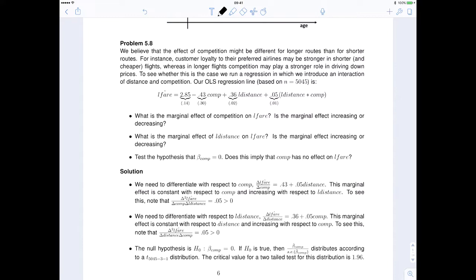5.8. We believe the effects of competition might be different for longer routes than for shorter routes. For instance, customer loyalty, and so on. We'll go to here. What is the marginal effect of competition on L fares? How are we going to do that? I'm just simply going to do a partial derivative. Minus 0.43 plus 0.05 L distance. That's the marginal effect of competition on L fares.